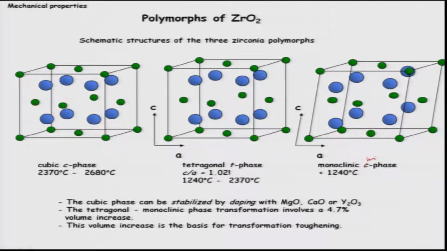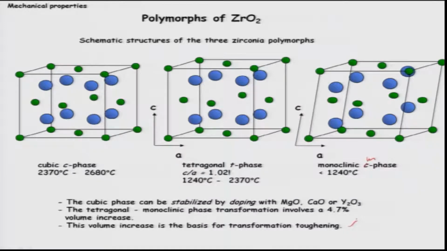Now, cubic phase, which is stable at high temperature, as you see beyond 2370 degrees Celsius, can be stabilized by using dopants like calcium oxide, magnesium oxide, yttrium oxide. The tetragonal to monoclinic phase transformation involves a volume increase of 4.7%. That is the basically important thing which you must remember, and this volume increase is the basis for transformation toughening.